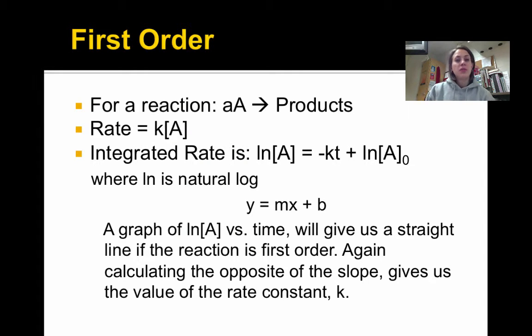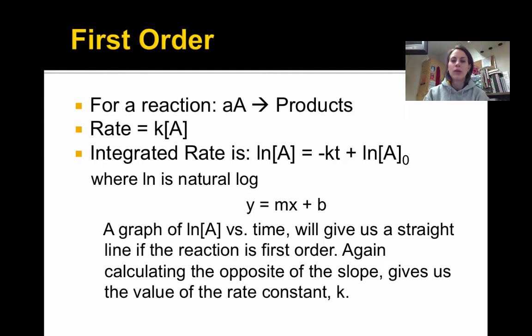Moving on to first order reactions, again dealing with only decomposition reactions with one reactant. We have the form of the rate law, which is rate is equal to the rate constant times the concentration of A raised to the first power. The integrated rate law is using natural log. So I have natural log of the concentration of A is equal to negative rate constant times time plus the natural log of the initial concentration.